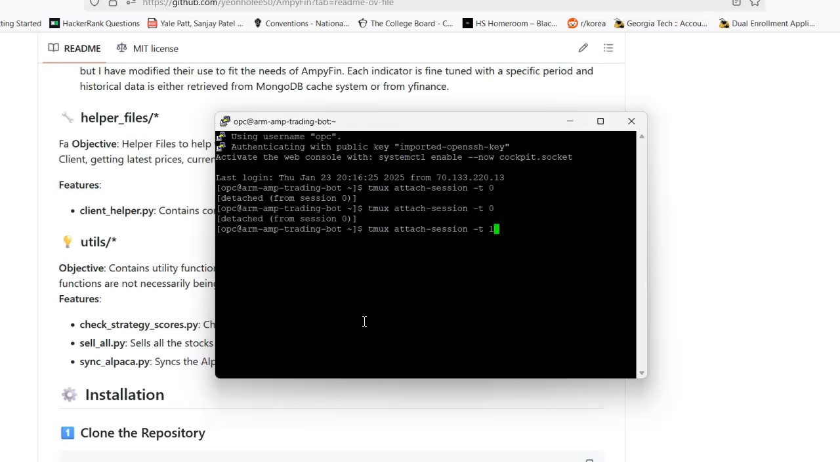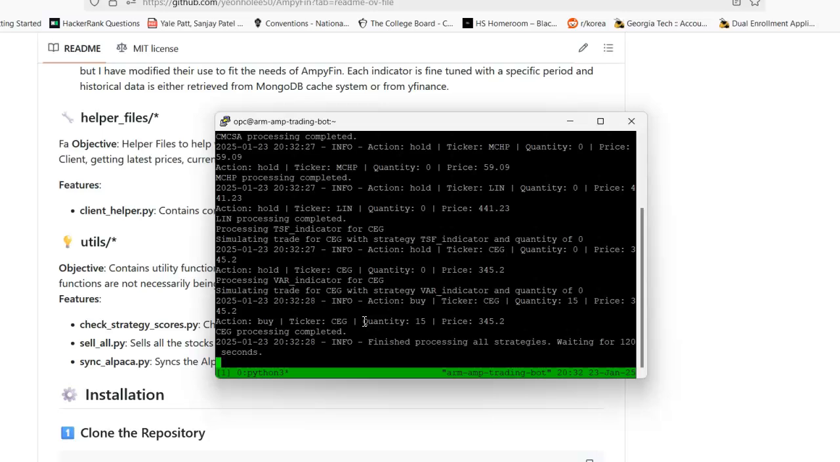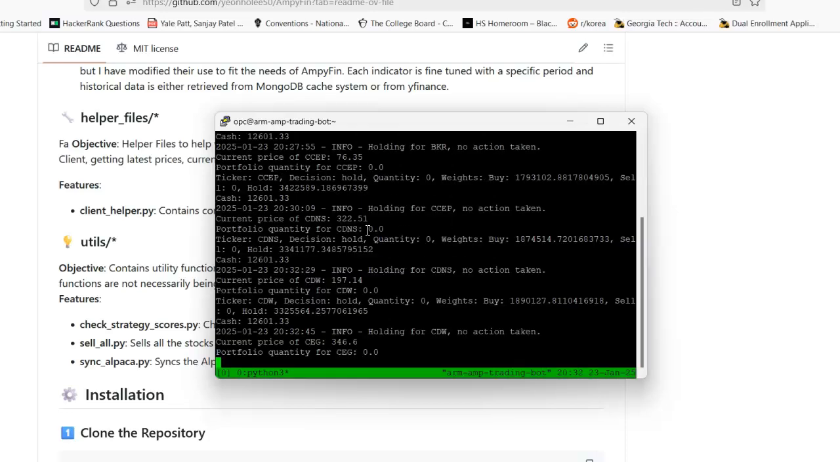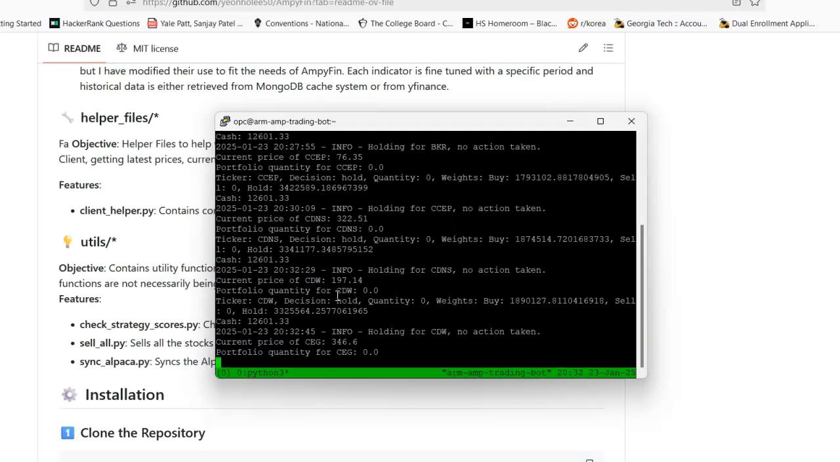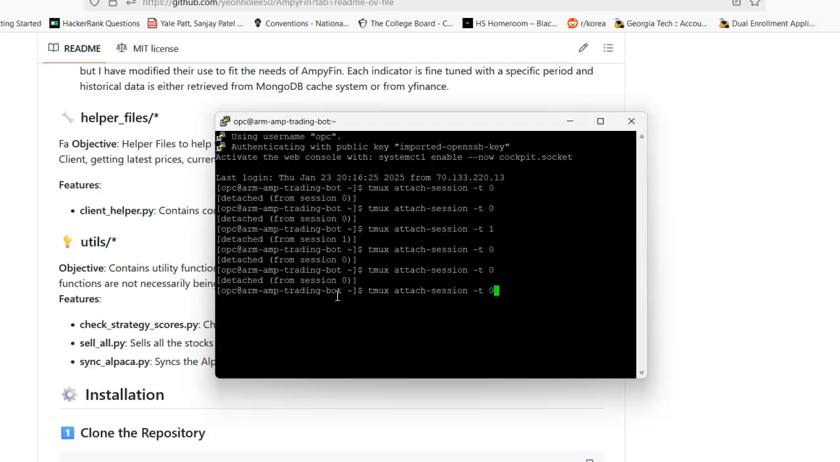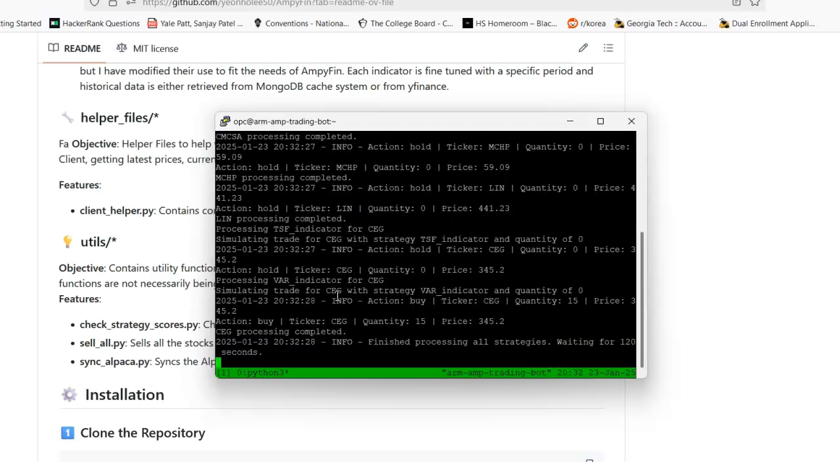You could also go here, and it's finished processing all strategies for ranking client.py, and I'm waiting 120 seconds. Okay, that's cool, that's pretty nice. Okay, it did process CDNS. Position is hold. Ranking client.py is, oh no, this is not ranking. Ranking client.py is still waiting.